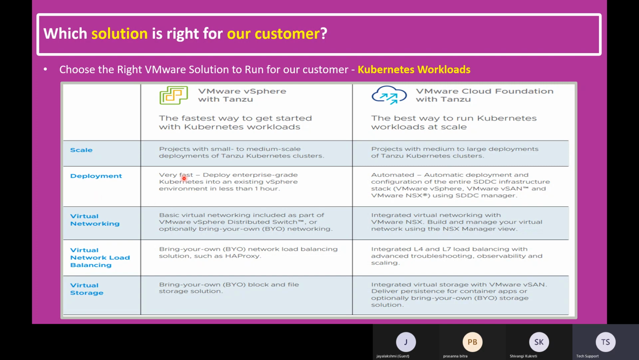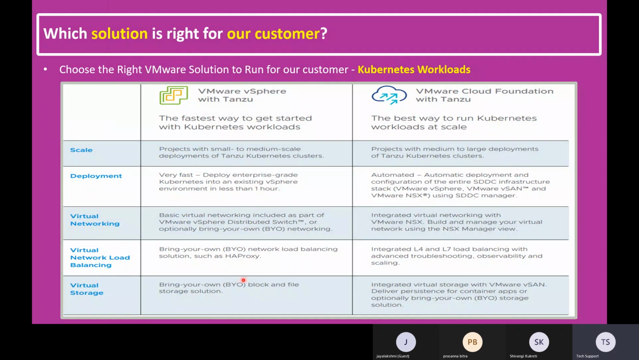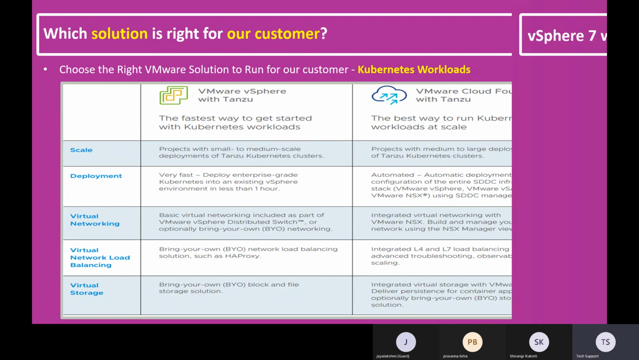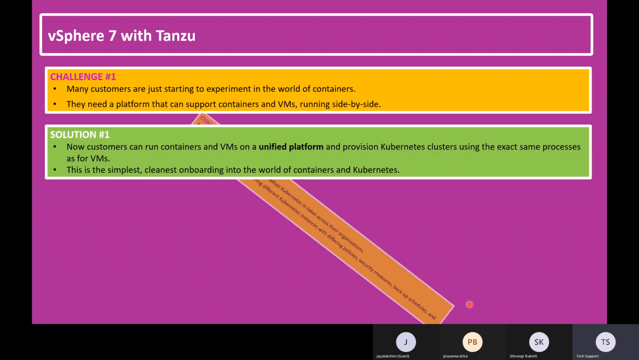Okay, and the deployment is normally very fast, and in VCF we have a facility to do automation. And networking, whatever points we discussed in the comparison, I've elaborated the same points here. Okay, and load balancing level and storage level. Okay, clear.